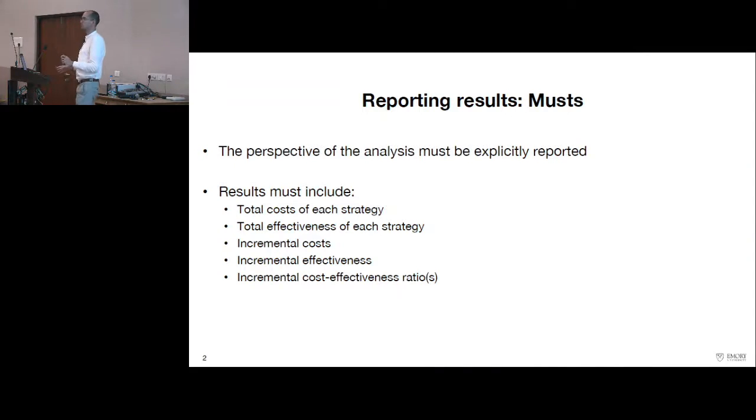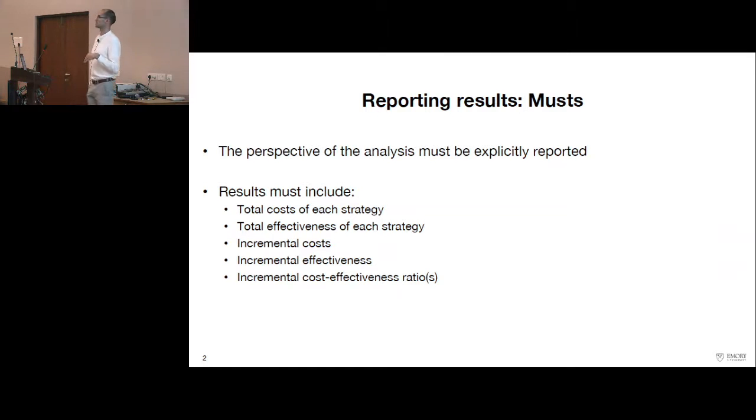So for the absolute musts in cost-effectiveness analysis, always specify the perspective, because the perspective really dictates so much what types of costs you included, excluded, what types of health effects you included or excluded. So perspective is an absolute must that has to be reported.